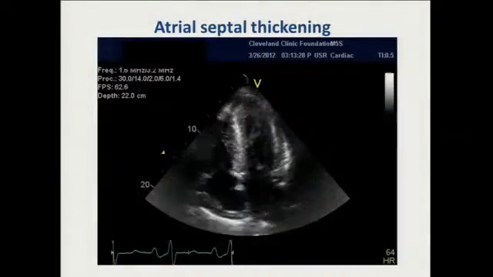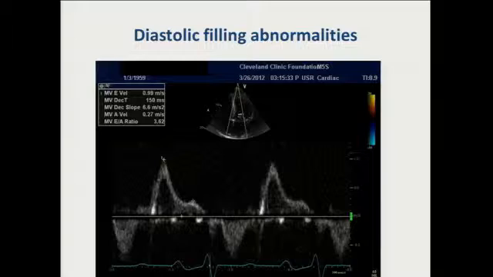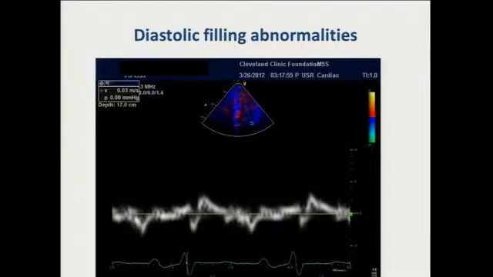So clinical clues or echocardiographic clues are biventricular thickening, atrial septal thickening or right atrial free wall thickening, diastolic filling abnormalities, but this is not specific to amyloidosis. You can have anywhere from stage 1 to stage 4, and that will not help differentiate with most diseases.